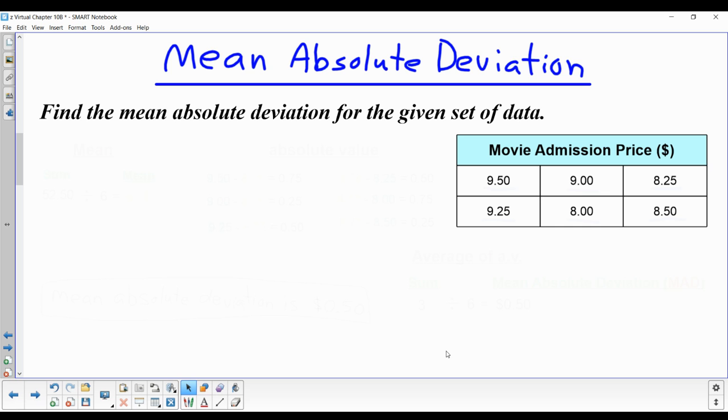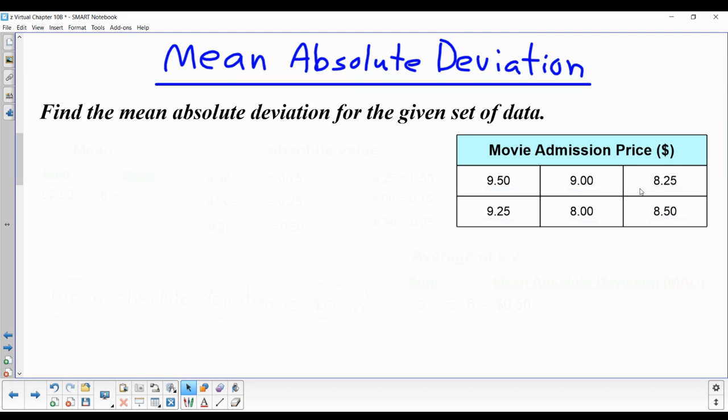In this video, we are going to find the mean absolute deviation for this set of data. Now, the mean absolute deviation means the average distance from the mean. So what we're going to do is find the average distance from each of these numbers to the mean. By knowing that average, we can tell how compact or how spread out data is.